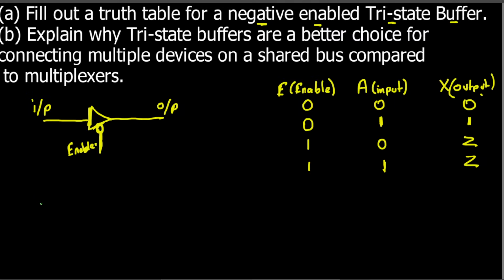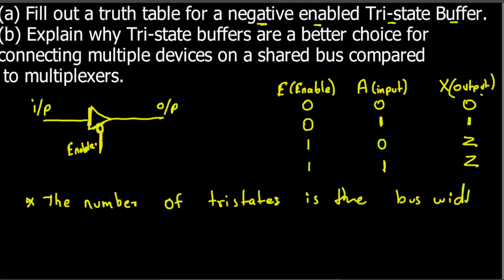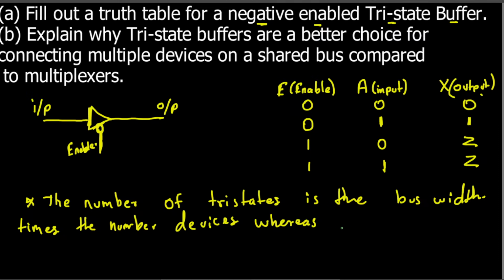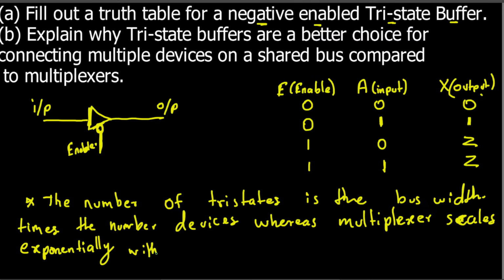Okay, so if you want to write it in a short form, you can write: the number of tri-states is the bus width times the number of devices, versus the multiplexer, which scales exponentially with the same product.